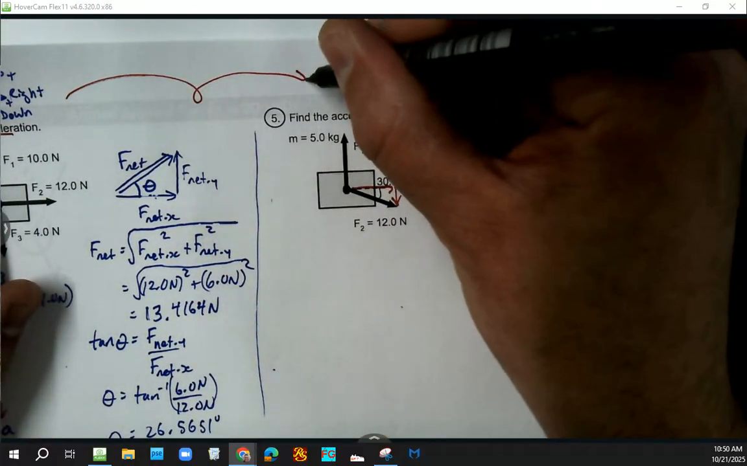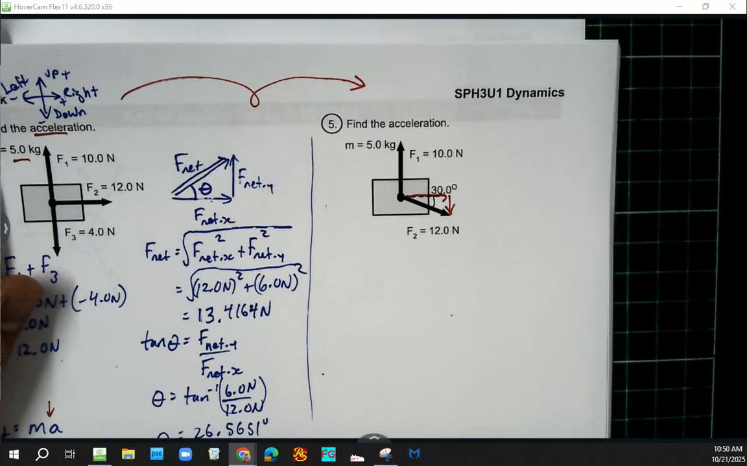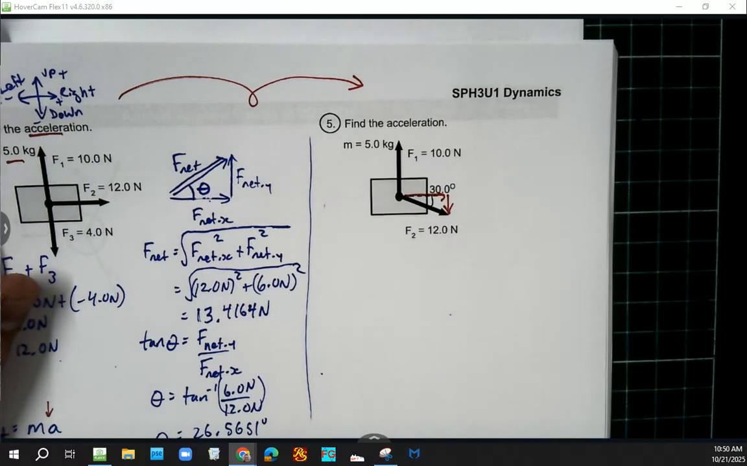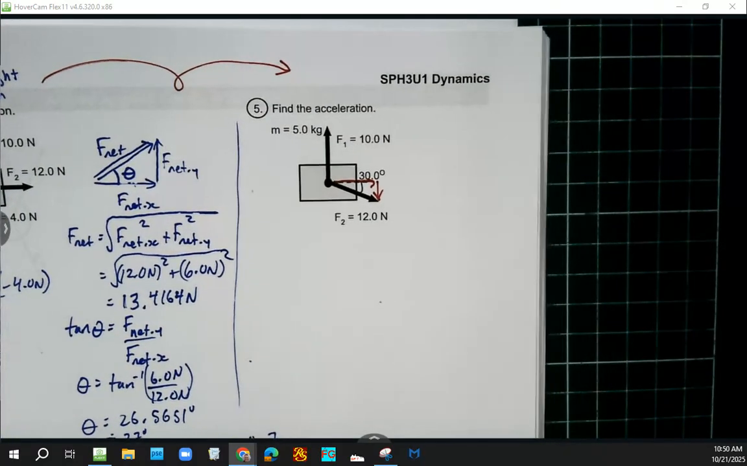All right, seeing as I messed it up once, let's use that same reference frame again. We'll say left, right, up, down. Keep the right and the up positive again. Let's deal with this thing.